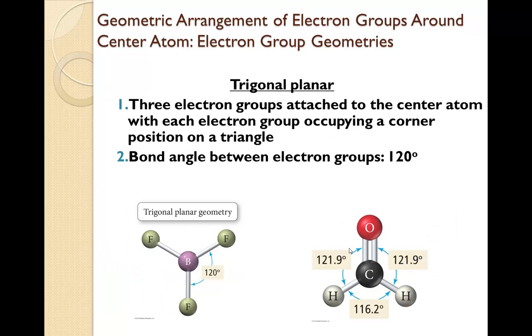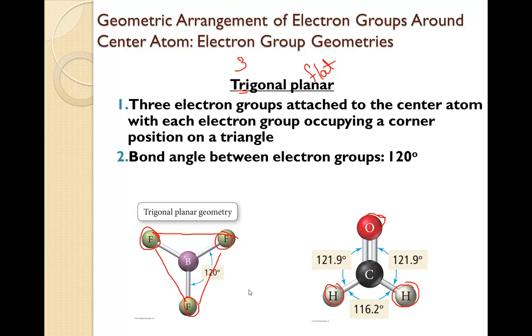Trigonal planar, let's break that down. Trigonal, 3, tri. There's 3 things coming off of the center atom. So 3 things here as well. Planar, meaning that it's flat. They're in the same plane. So 3 electron groups attached to the center atom, with each electron group occupying the corner position of a triangle. So the 3 are in the shape of a triangle. Bond angle between these are approximately 120 degrees.